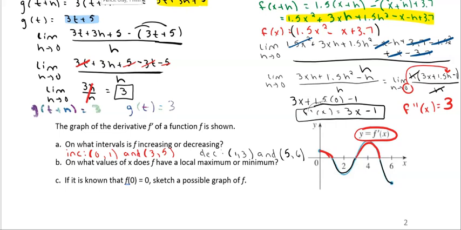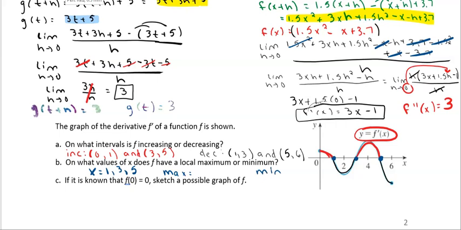On what values of x does f have a local max or a local min? A max or a min means that we are going to have a derivative value of 0. So that's where it's going to touch the x-axis. So that means that we have a max or a min at 1, 3, and 5 in this case. How can we tell which is which? Well, let's see if we can figure that out. We need to figure out which ones are a max and which ones are a min.